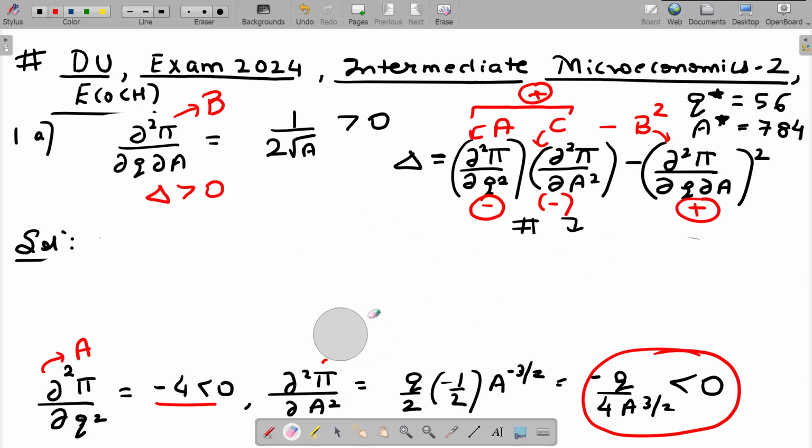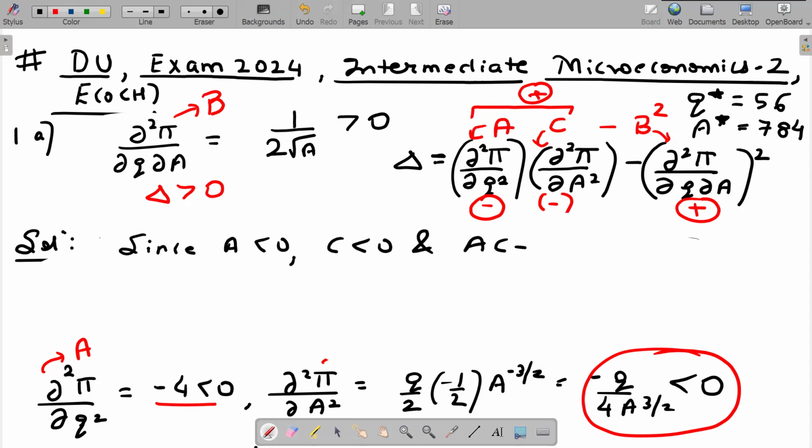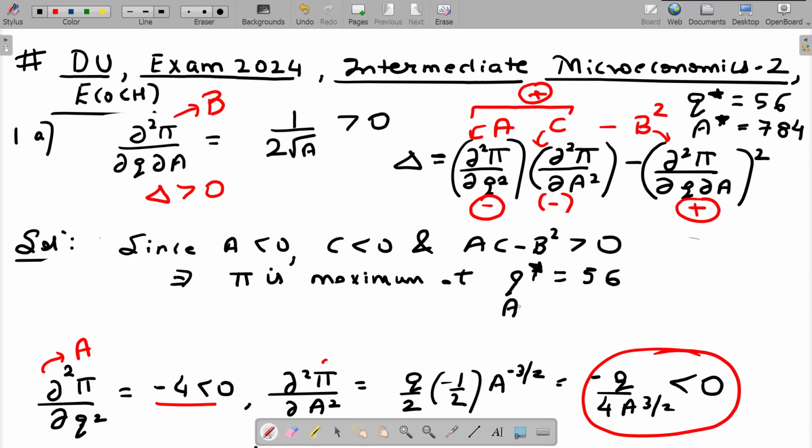We have covered this in quite depth in our mathematical methods for economics. I can write, since A is negative, C is negative, and AC minus B square is positive, therefore profit is maximum at Q star equal to 56 and the level of advertising expenditure equal to 780. This is the complete answer for question 1, part A.